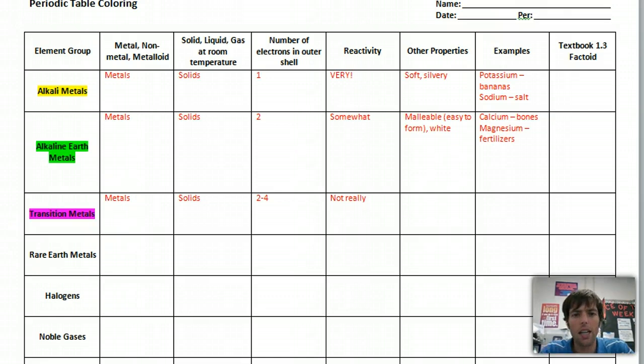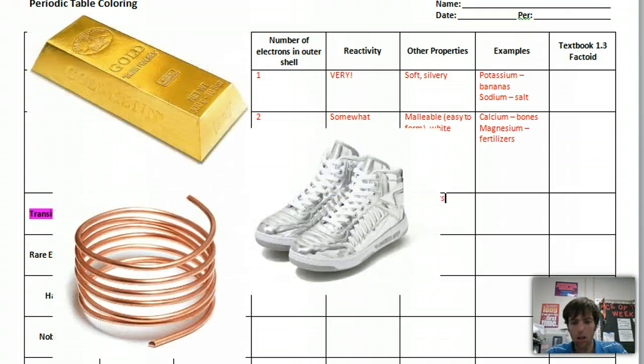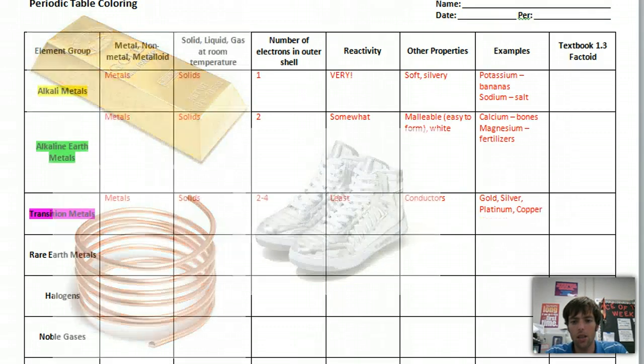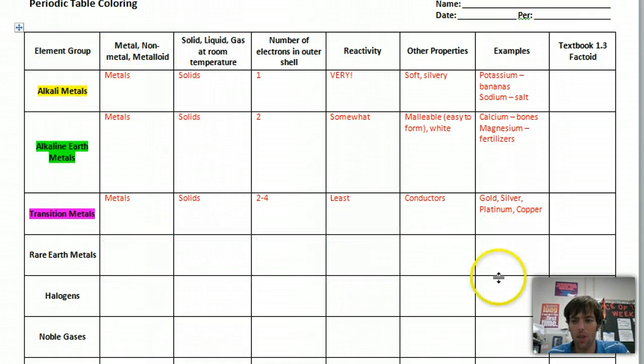But you know what? I just had a change of heart. So instead of not really, I'm thinking let's write least, because they are a little bit. Other properties. These are really good conductors, and as you know from earlier science classes, conductors mean they move electricity really well. And where'd my sheet go? Oh yes, these are the examples everyone knows. We've got gold, we've got silver, we've got platinum, we've got copper. These should all be really familiar to you guys.